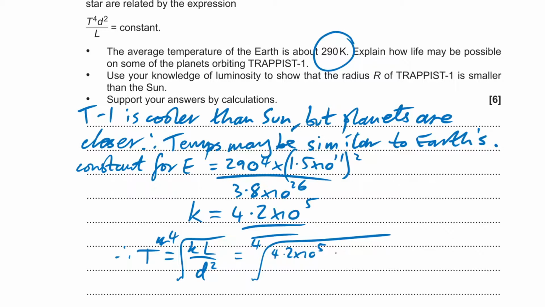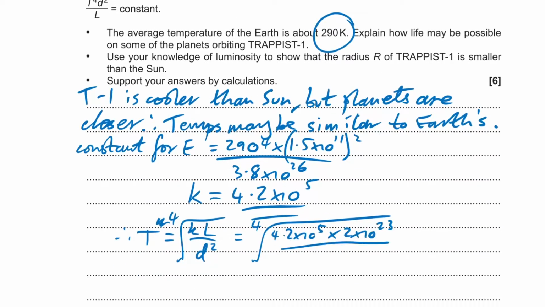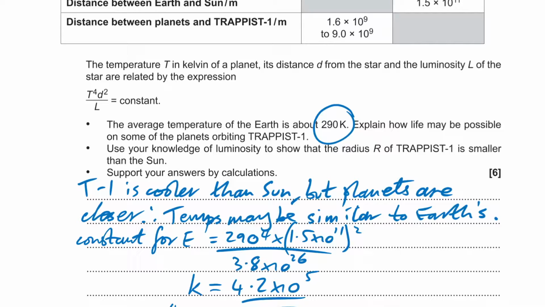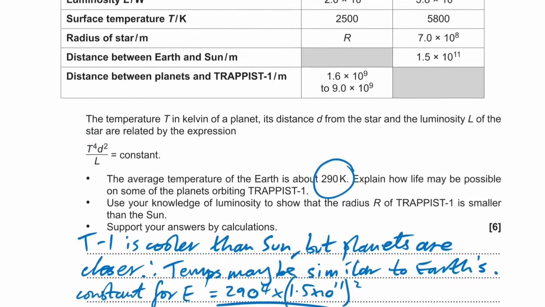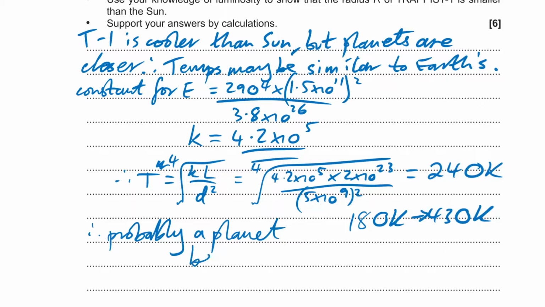So it's the fourth root of the constant times the luminosity, which is 2 times 10 to the 23, divided by the distance squared. We're looking sort of for an average here, aren't we? So let's go for something in the middle, like 5 times 10 to the 9, and that is squared. And it gives us 240 Kelvin. Now the mark scheme says you should do it for the innermost and outermost planets, so both of these. And if you do that, you'll find they go from 180 Kelvin to 430 Kelvin. So we can say, therefore, probably a planet between with similar temperature to the Earth.